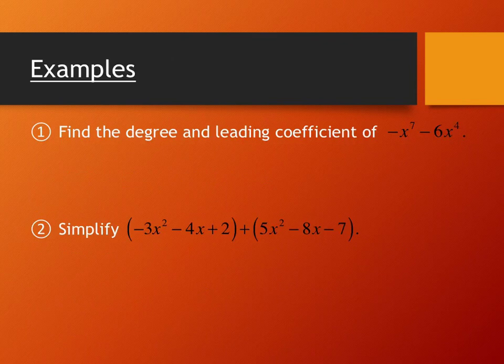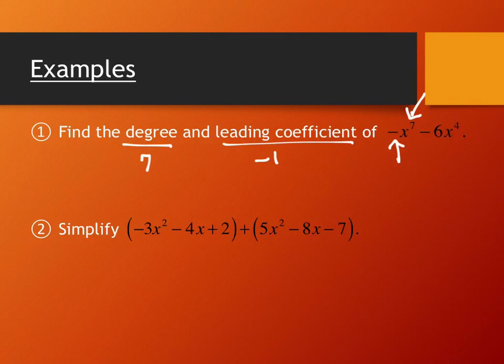As we're working our way through, we're going to hit some vocabulary as we go. Degree is to take the highest exponent term in the polynomial. So the highest term's exponent here would be 7, so the degree of this polynomial is 7. And the leading coefficient would be the number in front of the variable part of that term. So in this case, that would be the -1.